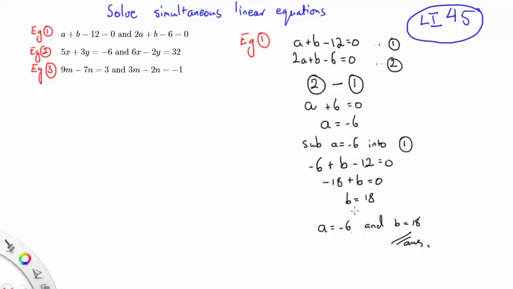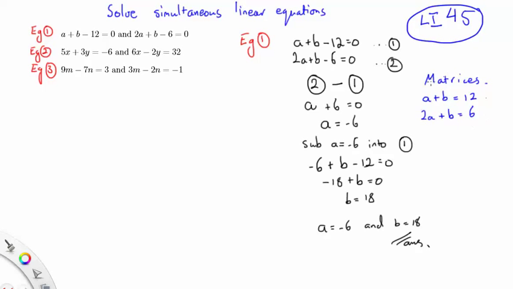That's all well and good, but I promised you a CAS method. So the first CAS method I'm going to show you for something like this is to use matrices. So you can actually do this with matrices. I'll show you the matrix method. What you need to do is get it into this form first. So we go a plus b equals 12. So we get each variable on one side and the constant on the other side. So that means it's going to be 2a plus b equals 6.